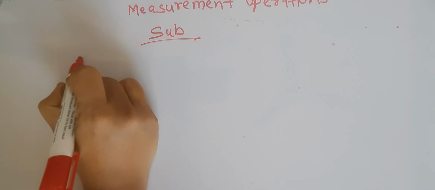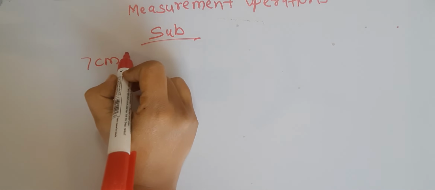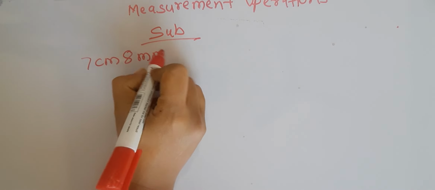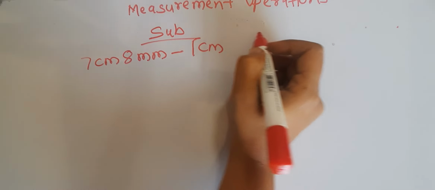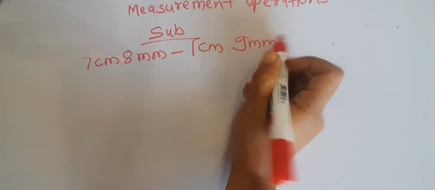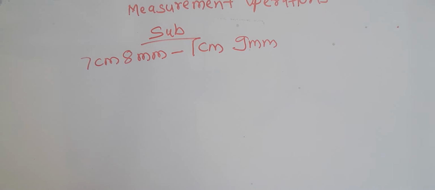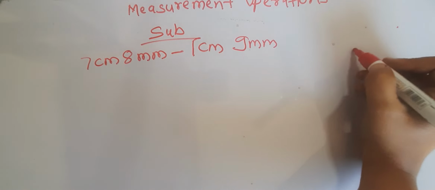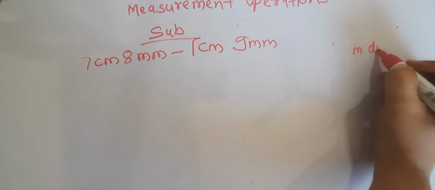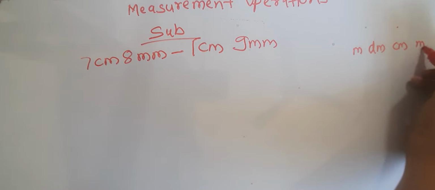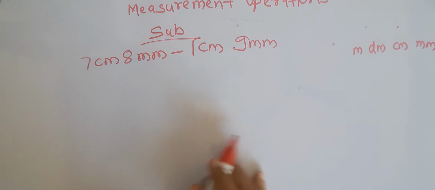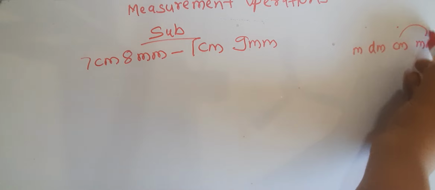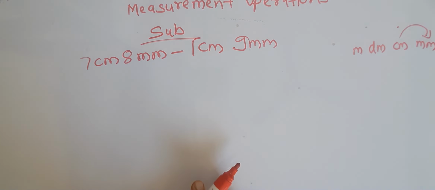Okay, suppose we have to subtract 7 centimeter 8 millimeter minus 1 centimeter 9 millimeter. In subtraction, always convert first into one form, into a smaller form, then perform your subtraction, and then convert into a proper form. Okay, so we will convert centimeter into millimeters. For meters, we know we have meter, decimeter, centimeter, millimeter. Here we are converting centimeter to millimeter. That is bigger unit to smaller unit.